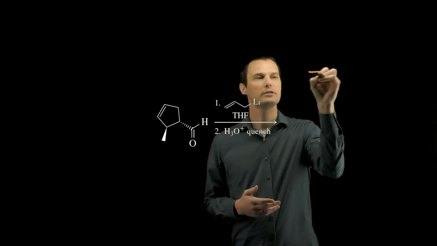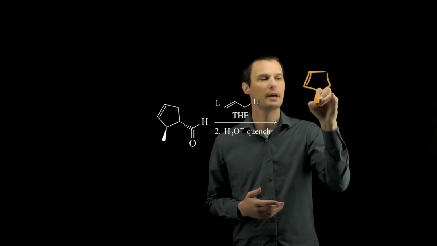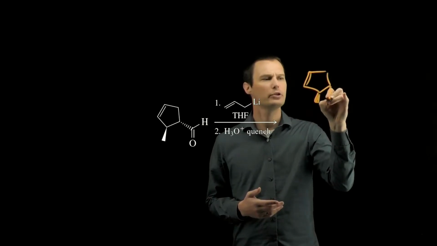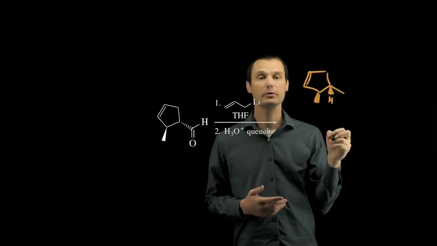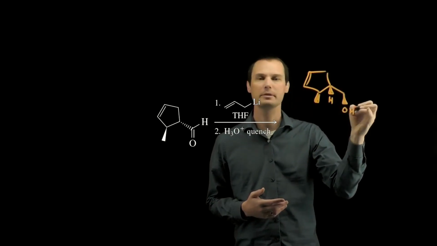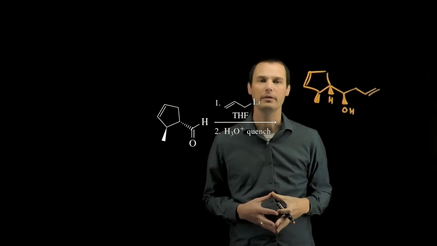So our product for this reaction will keep the cyclopentene. The methyl group will stay. Instead of drawing this on a dash, I'm going to draw the hydrogen on a wedge. That's a way of drawing the same thing. Because when I attack this carbonyl to form an alcohol, I will form a new stereocenter. So I'll have an alcohol at this position, and then I will have the allylic group off of this carbon.